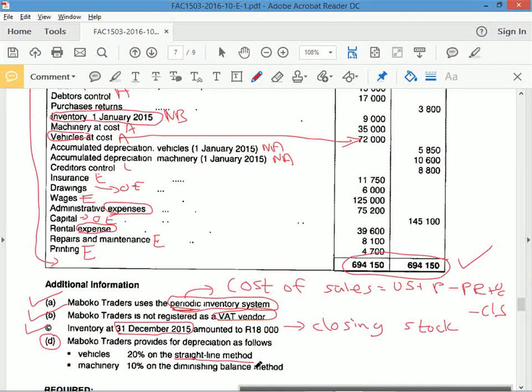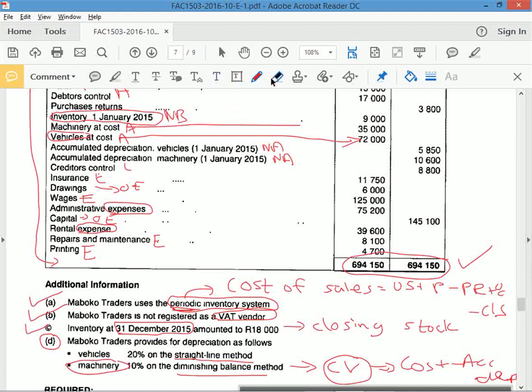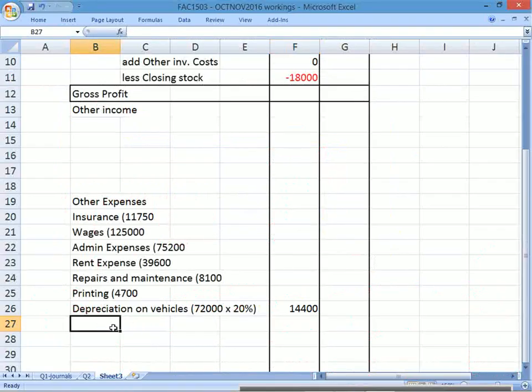Machinery, 10% diminishing balance. Diminishing balance, again, just to revise, uses carrying value. Carrying value is cost minus accumulated depreciation. That's how I calculate carrying value. So I need it for the machinery. So where's my machinery? There's my cost. Let me highlight this rather. There's the machinery. Okay, so I want that figure and I want this figure. Does that make sense? Okay, so let's write that down.